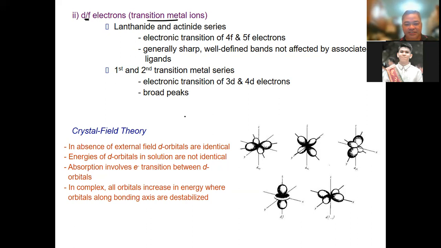And for the first and the second transition metal series, there's an electronic transition of 3d and 4d electrons. Usually they're broad peaks. I'm not sure if you have taken advanced inorganic chemistry. There's this crystal field theory that was discussed there. Okay. So here, these are the different what?